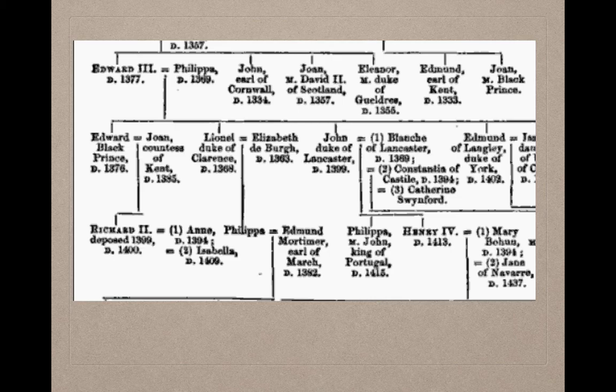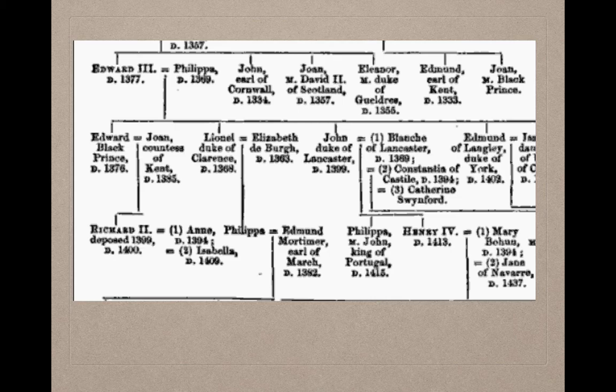Edward the Black Prince was really counted on to be a great king of England. He was much loved. He was ferocious in battle. He was courteous. He was handsome, and all those things that you want your king to be. But if you'll look, you'll see that he actually dies a year before his father.